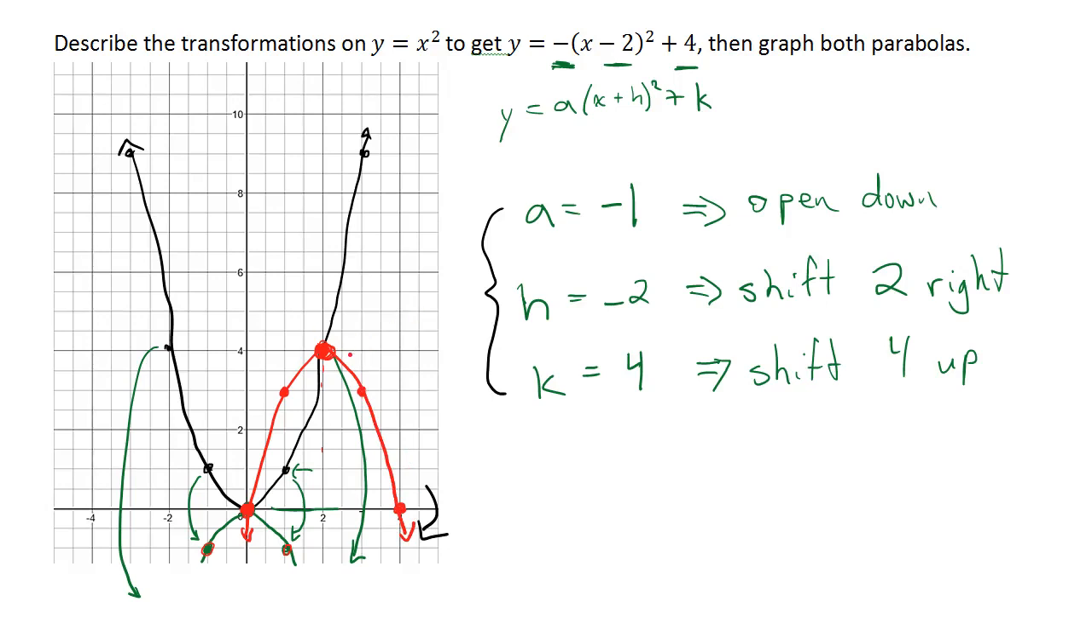So this red parabola is actually y equals -(x - 2)² + 4. We took our original graph, we took the points, we flipped it over the x-axis, we moved all of those points 2 to the right, and then we moved them all 4 up, and this is what we ended up with right here. Okay, and that is the end of the lesson.